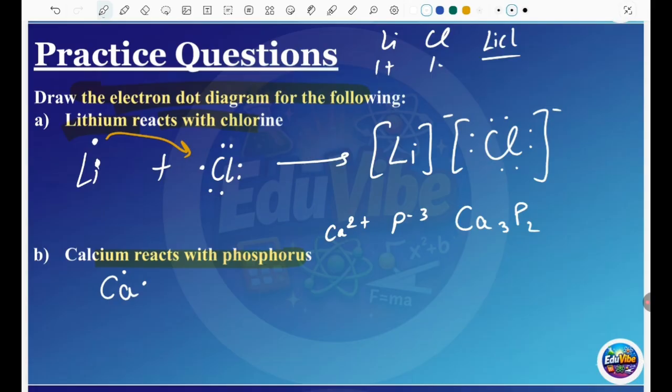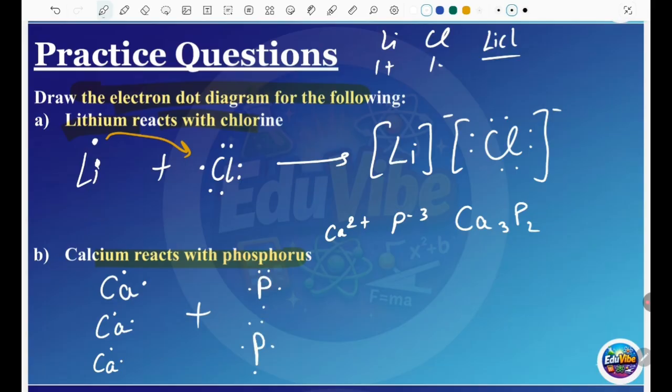So we have 3 calcium. If you want to make the 3 calcium, you can make it if you want. So I made the 3 calcium for more clarity. Or you can write just this. This is also right, but for more clarity I do this. So plus we have 2 phosphorus. Phosphorus has 5 electrons in the outermost shell. So 1, 2, 3, 4, 5. 1, 2, 3, 4, 5.